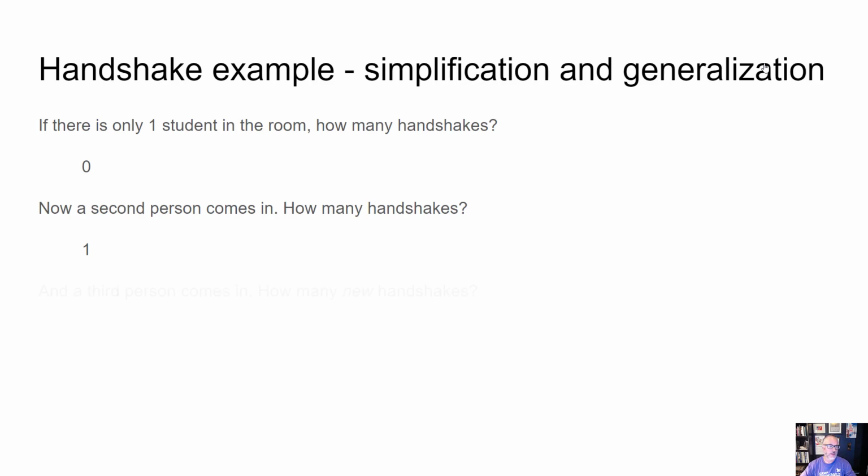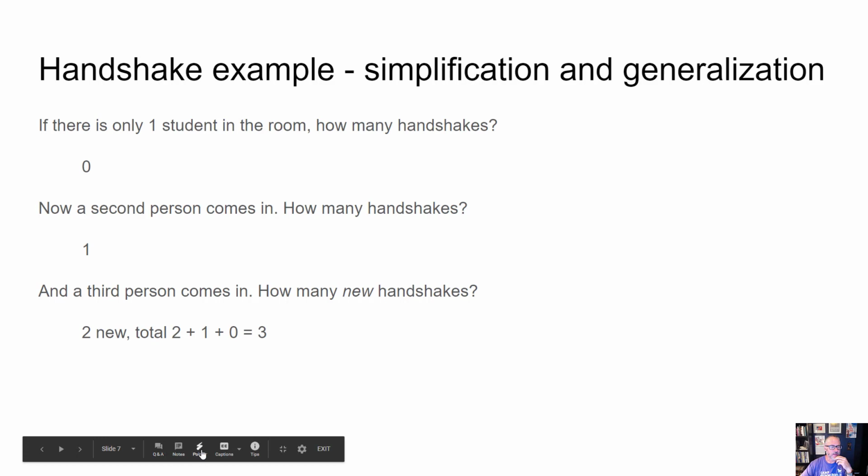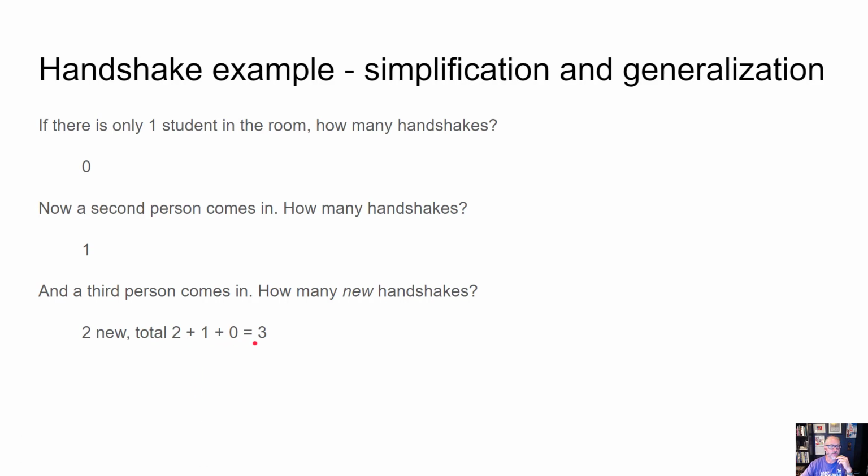Okay? Now, suppose a third person comes in. How many new handshakes are there? Well, the third person has to shake hands with 2 people. So there's 2 new ones. And therefore, our total is 2 plus 1 plus 0, or 3.